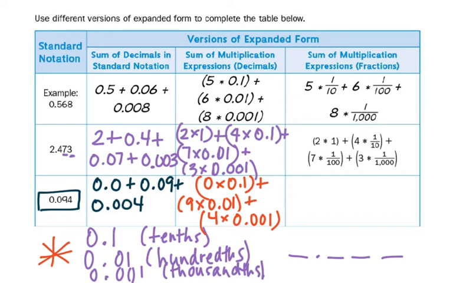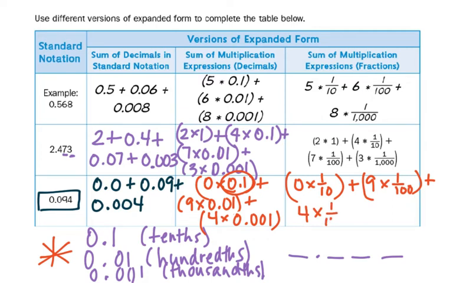Now we get to do the third one exactly like the middle one, except replace these decimals with fractions. So 0 times 1/10 plus 9 times 1/100 plus 4 times 1/1,000. So again, naming them the same way, they just look a little bit different. Pause the video if needed at any point in time. Again, you'll be taking a picture of this, so make sure you're doing this with me.